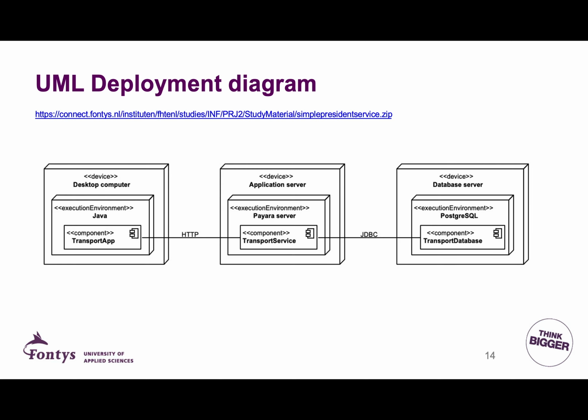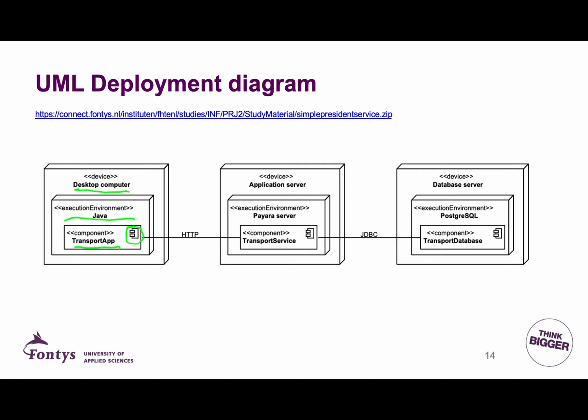Have a look at the device marker on the left side, a desktop computer. The first box here is your desktop computer, and inside this box is another node, which is an execution environment, the JVM, of course. The JVM is running on the desktop computer, and on this execution environment you have your transport application as a component. This is your artifact, actually, which is running on that.